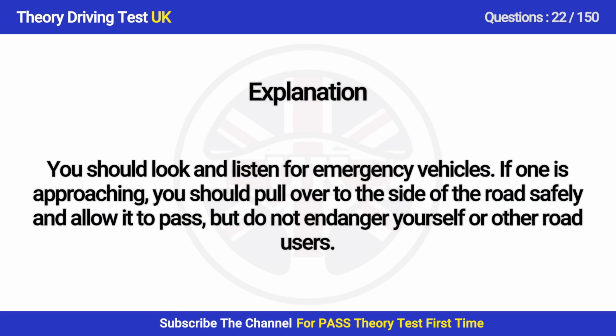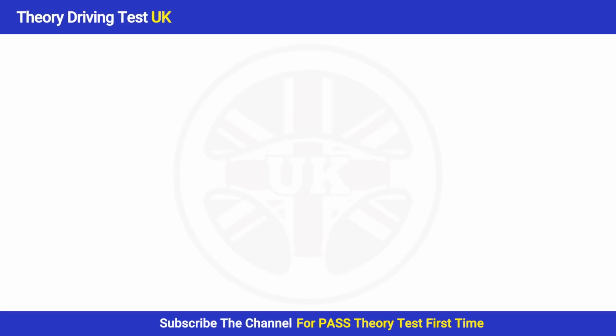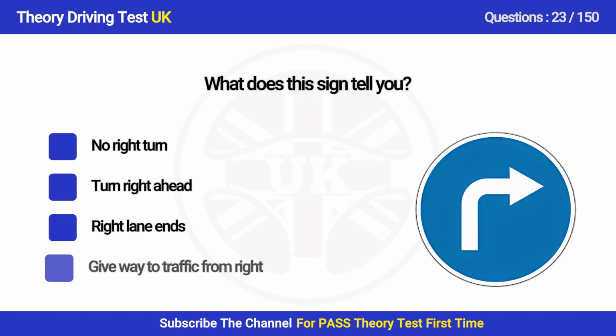You should look and listen for emergency vehicles. If one is approaching, you should pull over to the side of the road safely and allow it to pass, but do not endanger yourself or other road users. Question 23. What does this sign tell you? A. No right turn. B. Turn right ahead. C. Right lane ends. D. Give way to traffic from right.